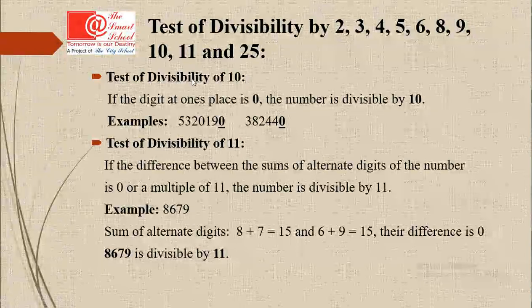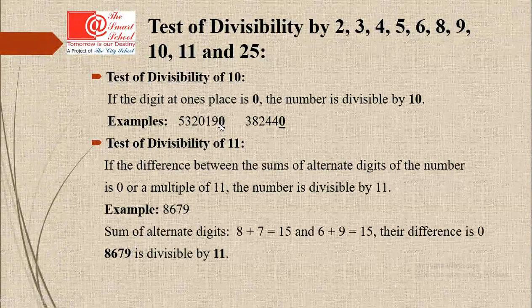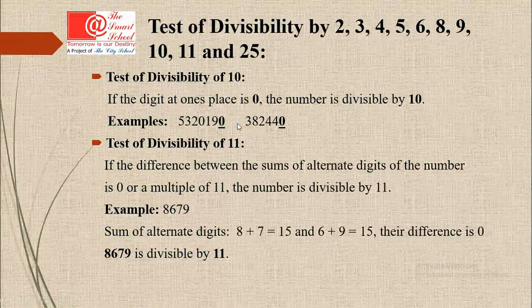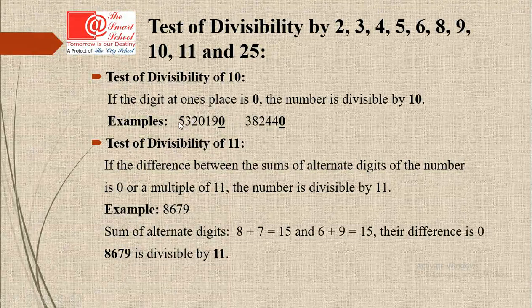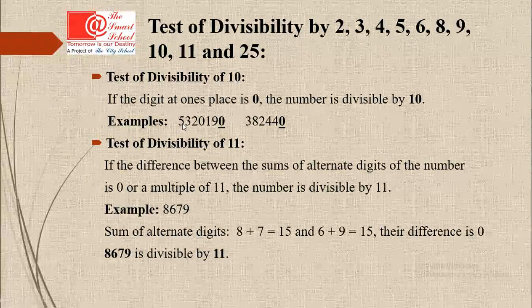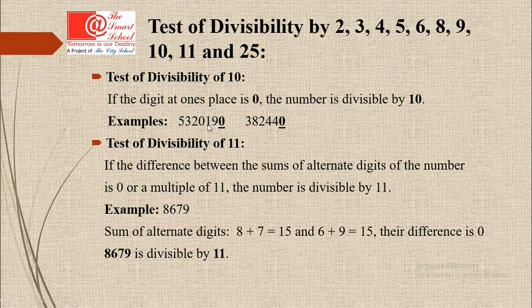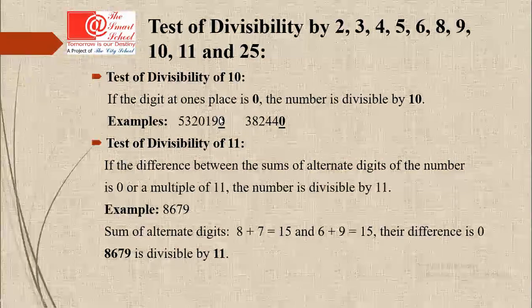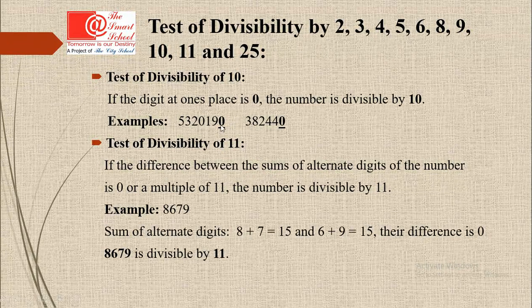Now the test of divisibility of 10. It is so easy. We will just see that if the last digit is 0 or the digit at one's place is 0, it means the whole number is divisible by 10. And here we can see it is a very big number, 5,320,190, but because it is 0, so there is no need to check it. We can say that this is divisible by 10. Same as here, 382,440. 0 is here, so it is divisible by 10.